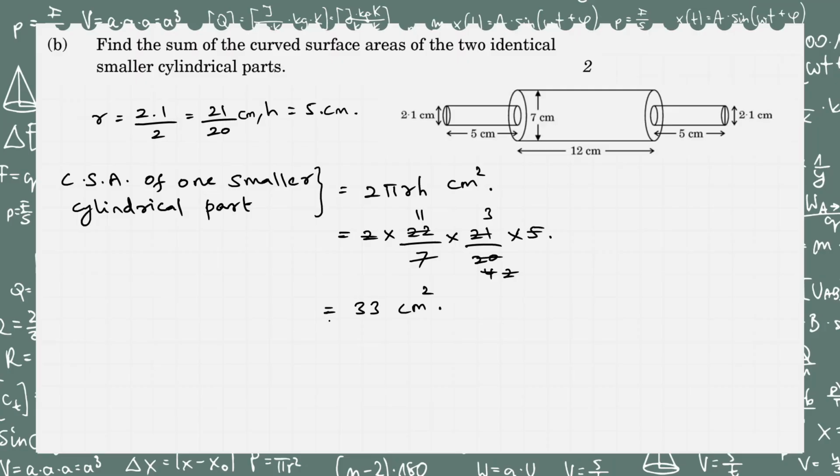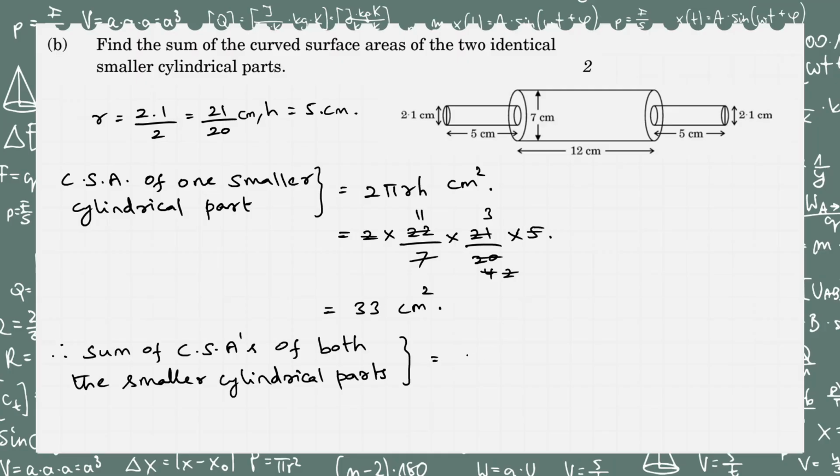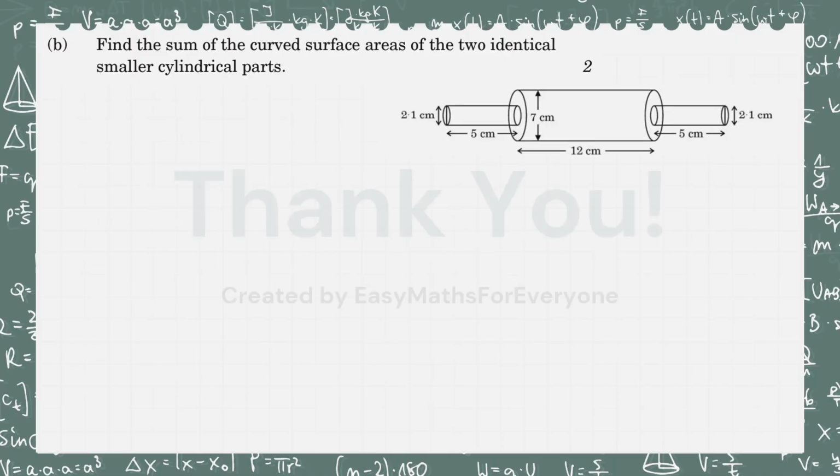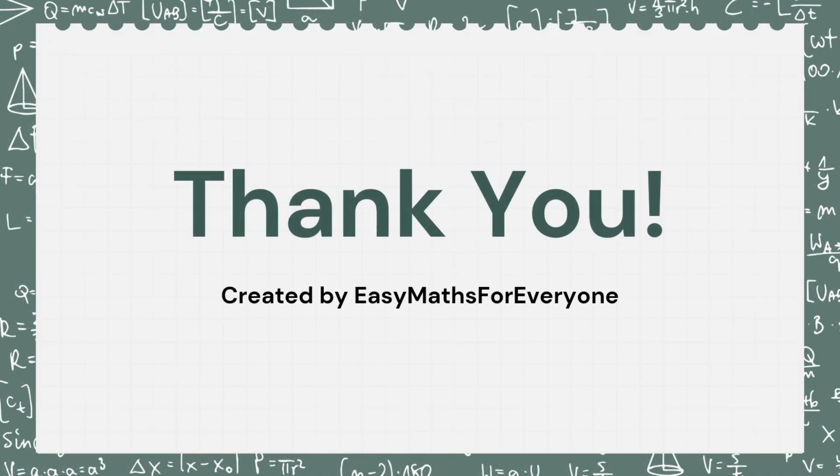This is the CSA of one smaller cylindrical part, and they are asking for the sum of the CSAs of both the smaller cylindrical parts. So we have to multiply this by 2. It will be equal to 2 times 33, which is 66 centimeter square. That's the end of the paper.